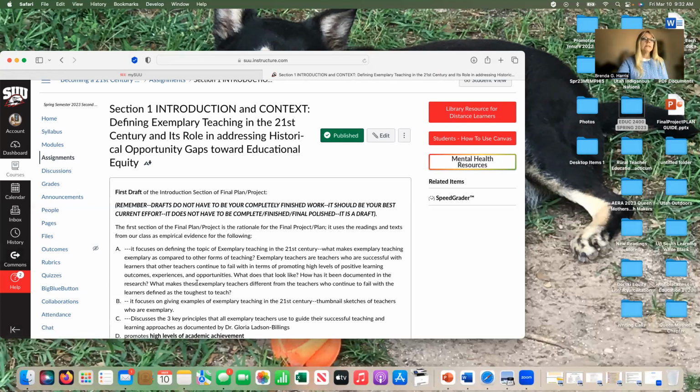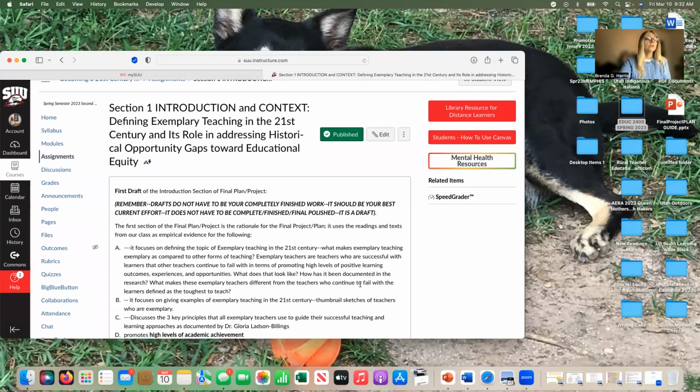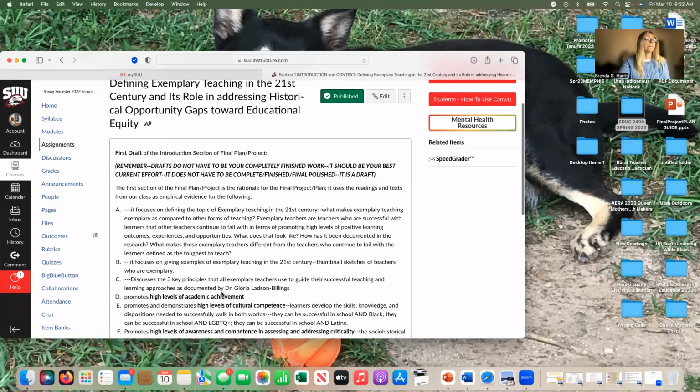So you have plenty of resources for that, and you can use the authors and the researchers that are in the module to go and do further looking on that. Okay. What makes these exemplary teachers different from teachers who continue to fail, with the learners defined as the toughest to teach? They're so-called at risk. At risk for what, right?